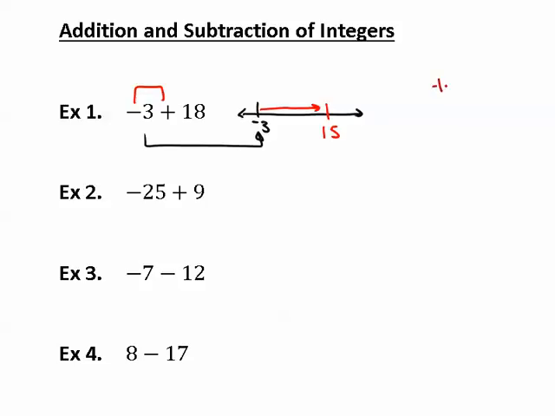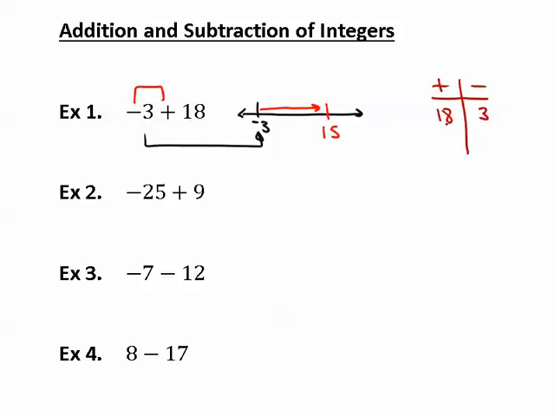If you create a plus-minus column, if a number has a plus in front of it, it goes in the plus column. If it has a minus or a negative, it goes in the negative column. So the 18 has a plus in front of it, so it goes in the plus side. The 3 has a negative, so it goes in the negative side.